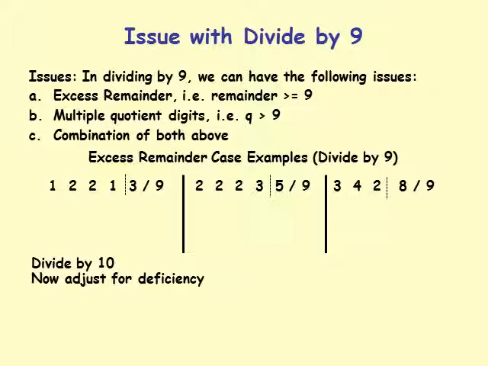Now adjust for deficiencies here. So 1 plus 2 is 3, 3 plus 2 is 5, 5 plus 1 is 6, 6 plus 3 is 9. Let's continue here. 2 plus 2 is 4, 4 plus 2 is 6, 6 plus 3 is 9, and 9 plus 5 is 14. Next example, 3 plus 4 is 7, 7 plus 2 is 9, 9 plus 8 is 17.